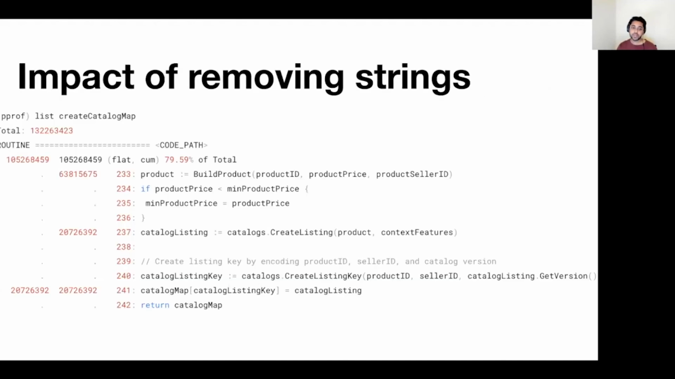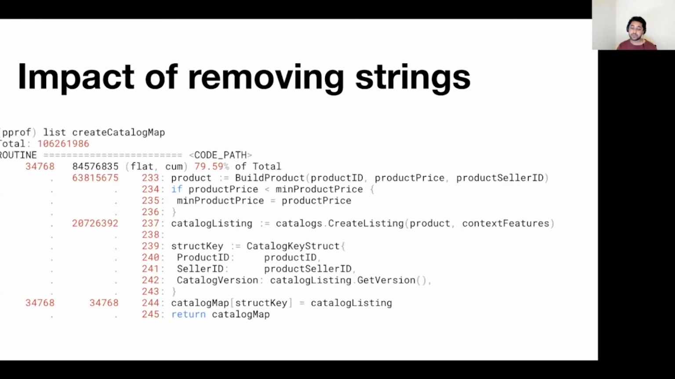So next up, let's take a quick look at the impact of removing strings. Looking at this example that we looked at before, the create catalog map method, if we replace our map key, which in this case currently is a string, with a struct instead that contains the three IDs here, the product ID, the seller ID, and the catalog version, we see that the number of heap objects actually drops about 26 million. So that's a 20% reduction in the heap objects, which means we can vastly reduce the amount of time and resources spent on garbage collection.